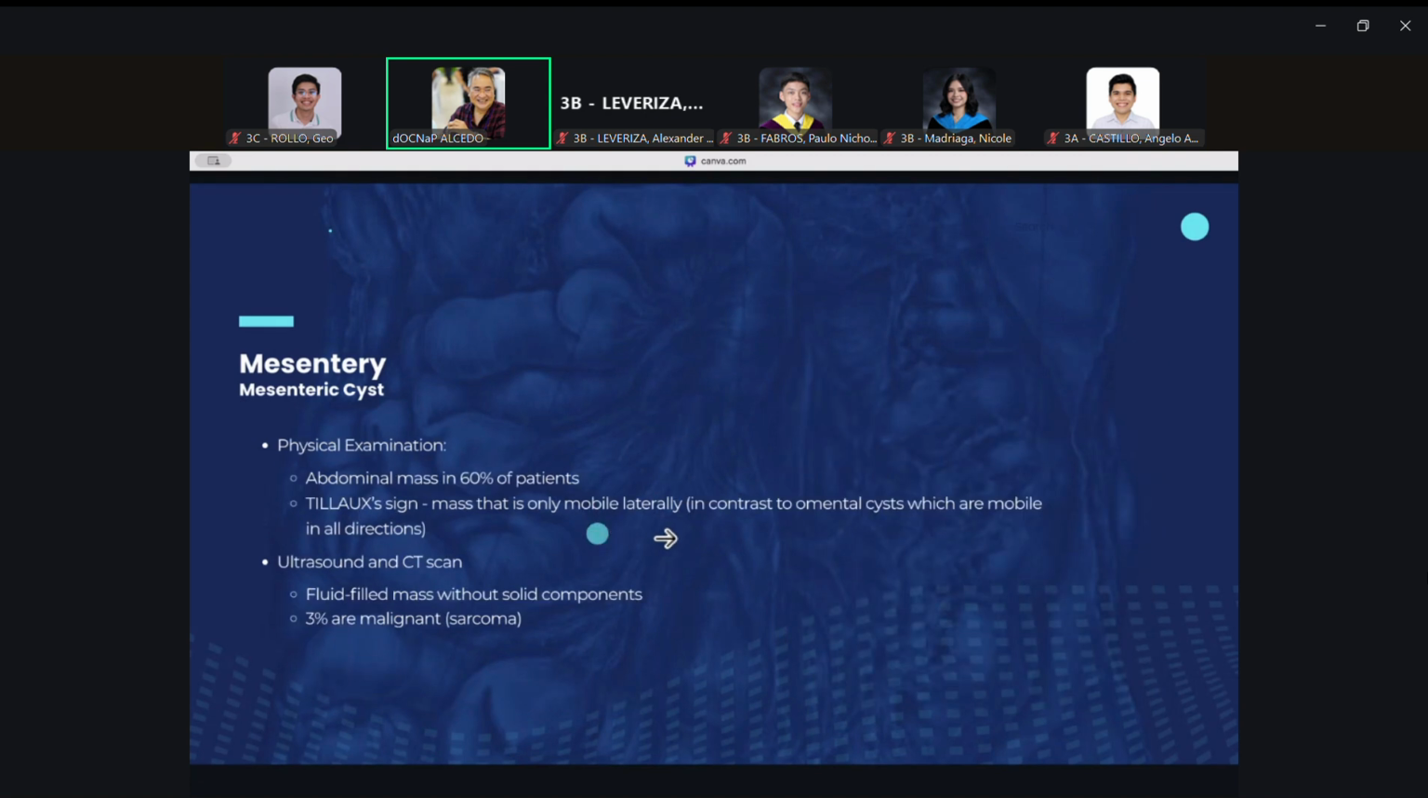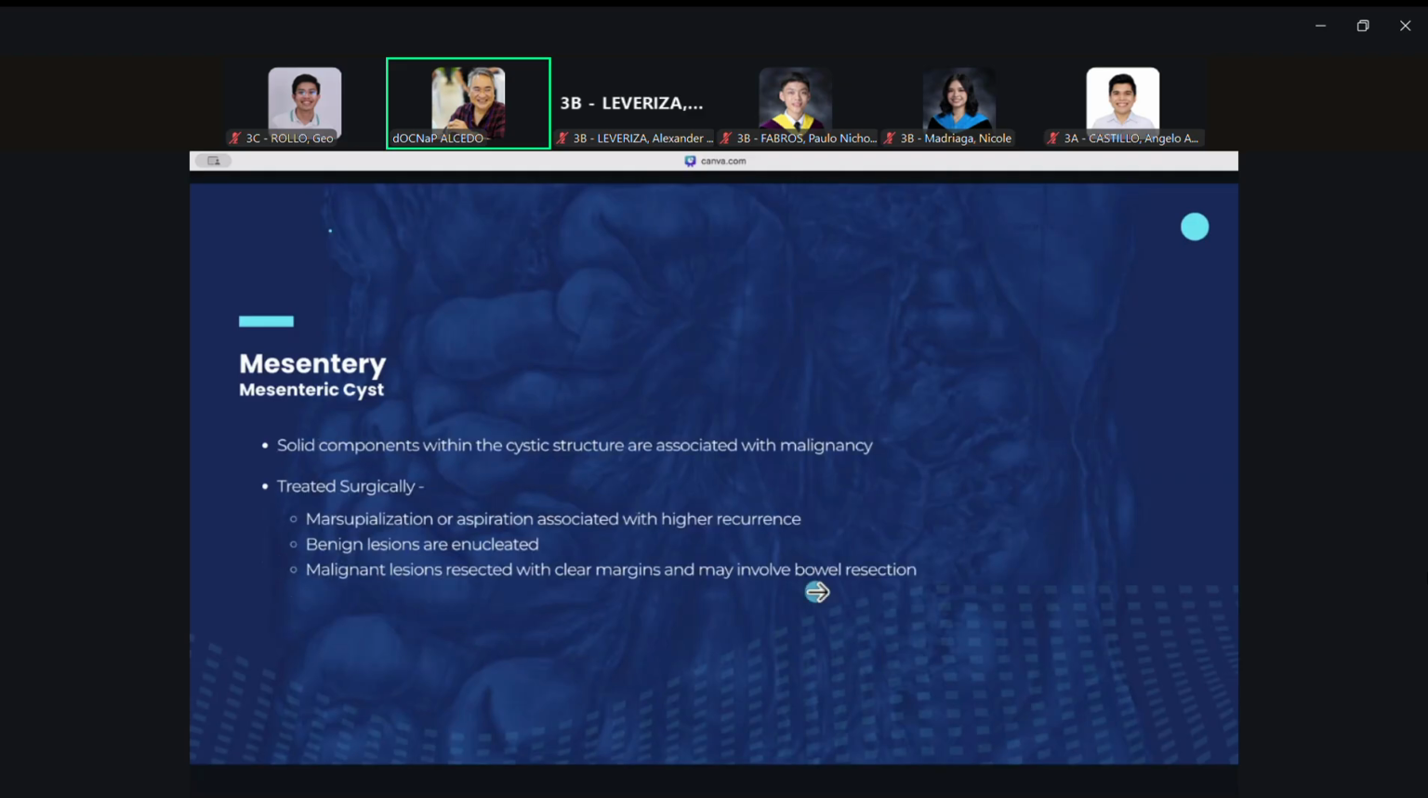Okay, so they can present with a mass, and they can be seen with imaging studies such as an ultrasound or a CT scan. 3% of which can be malignant. No? That's why sometimes we need to go in and resect it. Okay, treatment is only surgical. Initially, it was just marsupialized and aspirated, but this is associated with a higher recurrence rate, even if it's benign. Okay, so you have to remove it, enucleate if it's benign.